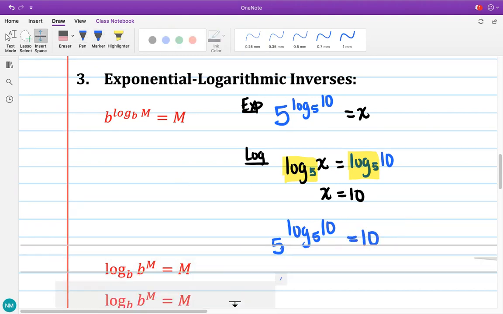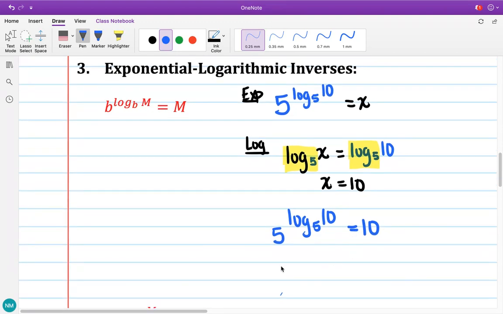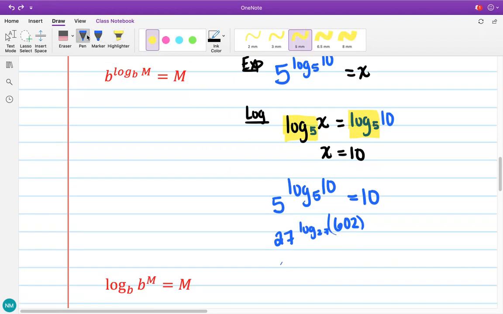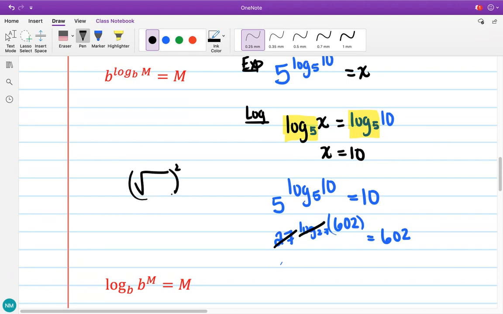Another example is 27 to the log base 27 of 602. Again, this whole thing is your exponent. It's being raised to that power, and it's equal to 602. In a way, these are basically canceling each other out. It's kind of like the square root and squaring it, the inverse operation, quote unquote.